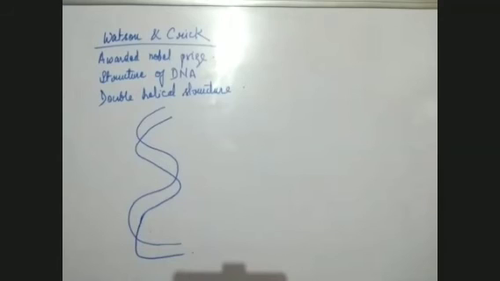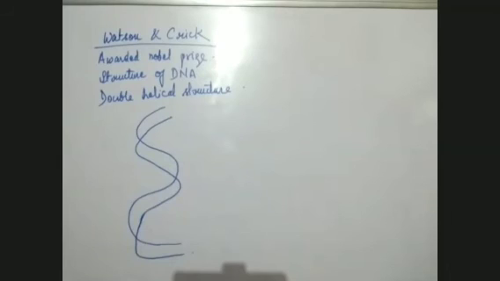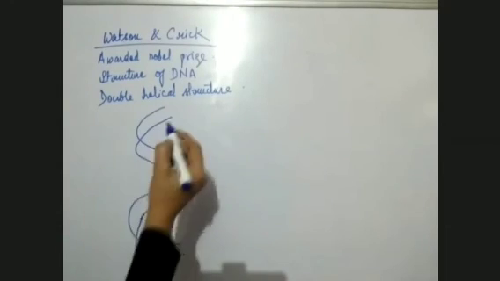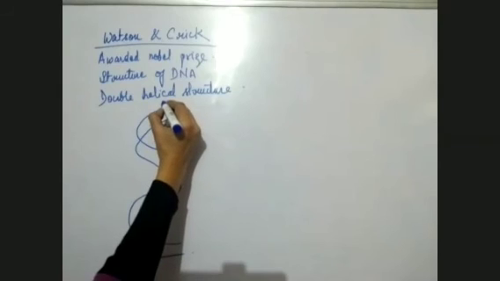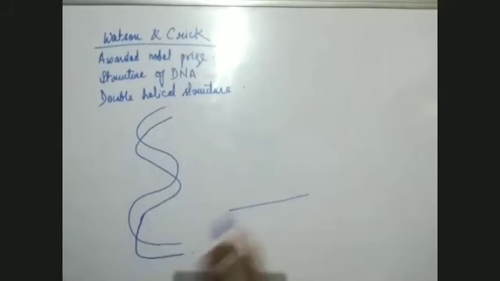Now, if you see, there are two strands. One strand is this and another strand is this. Both are helically coiled around each other, and both the strands are anti-parallel. See, this is the DNA strand.